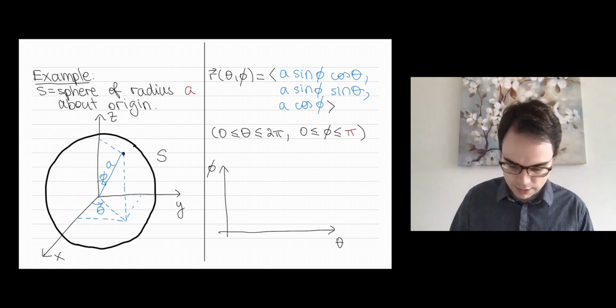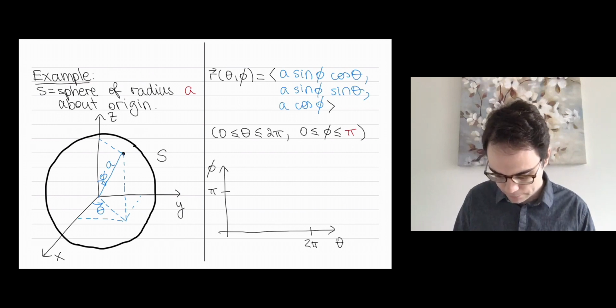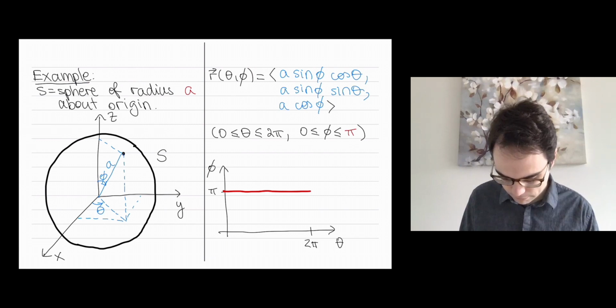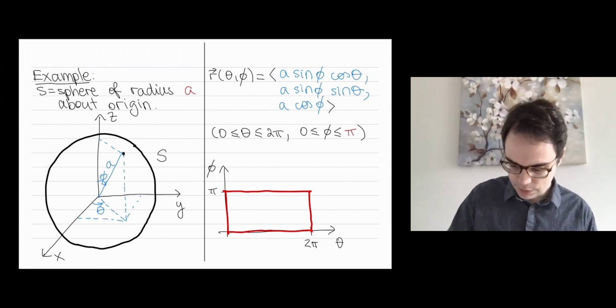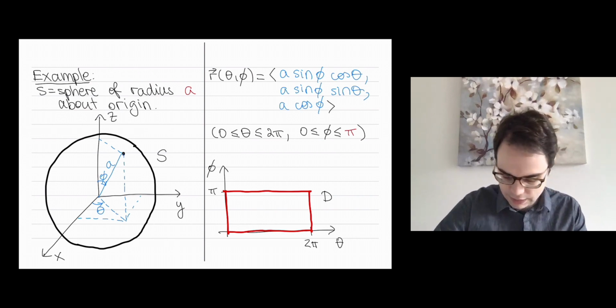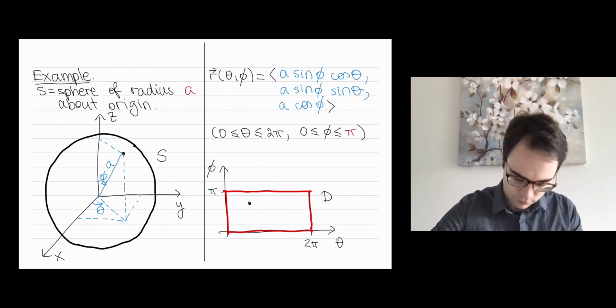And so it's going to look like this. So the height is pi, and the width is 2 pi. So it's going to look like this. Right, that's the region D in this example. And the parametrization just maps points in here to points on the surface.